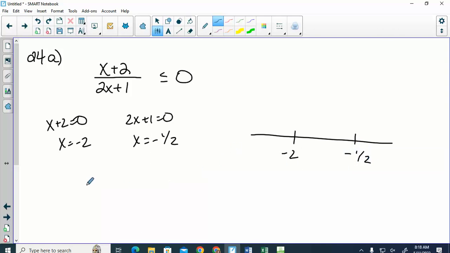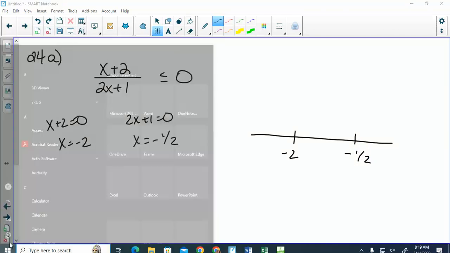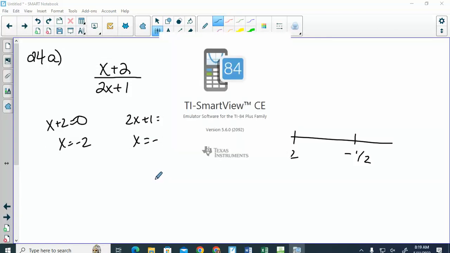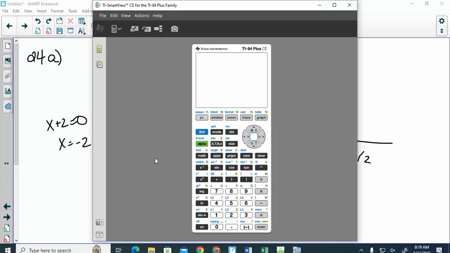Then what did we do? Graph it. So we had x plus 2 on top, and then 2x plus 1, was it, in the bottom? Yes.